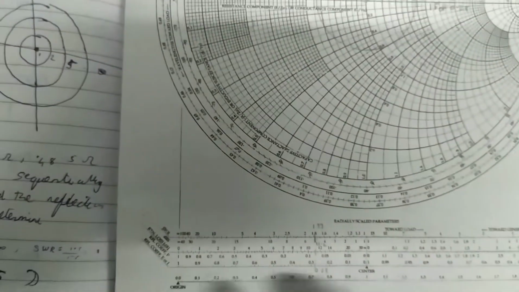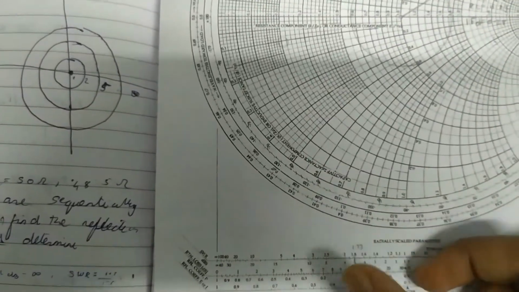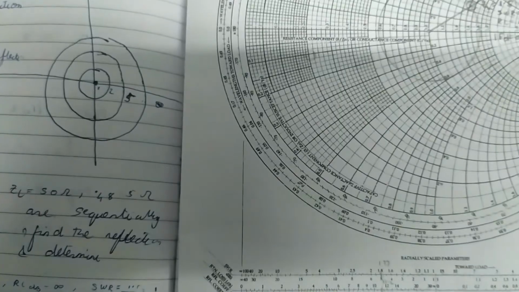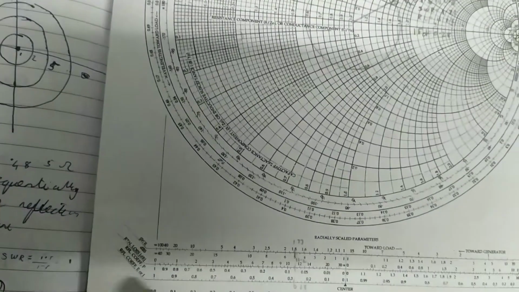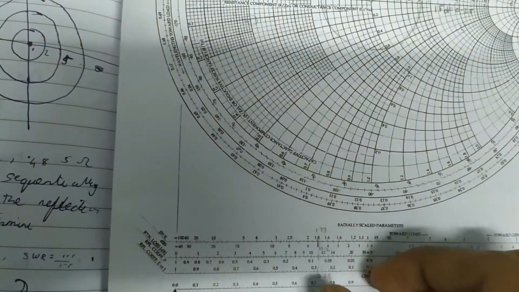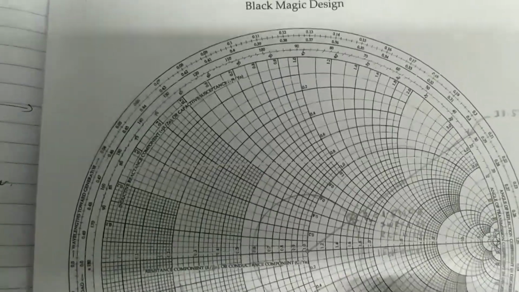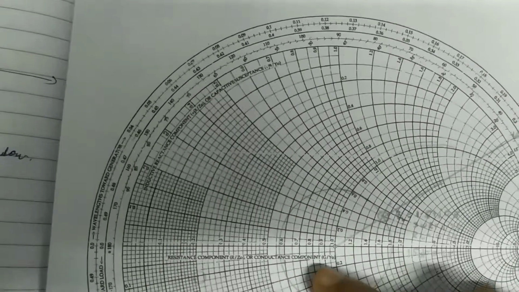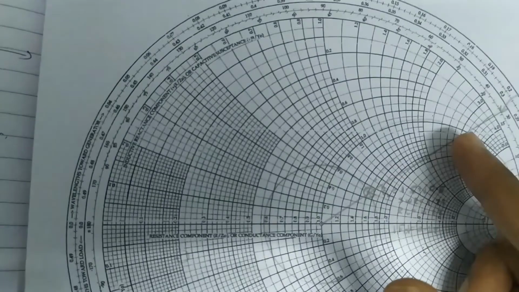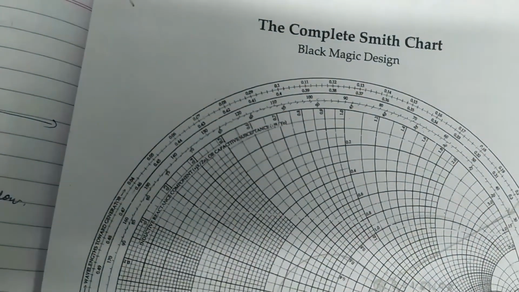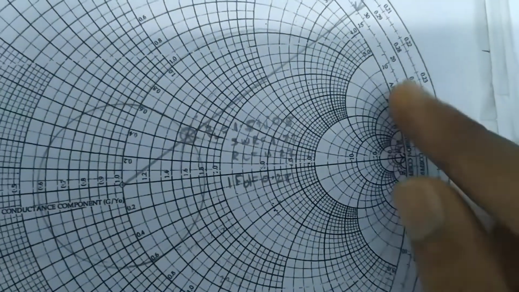Similarly, to find the return loss, cut with the same value the return loss scale and see the value. To find the magnitude of the reflection coefficient, the scale is over here, cut it and find the magnitude of the reflection coefficient. To find the angle of the reflection coefficient, draw a straight line from the center passing through the ZL and read the value of angle on the outermost scale, angle of the reflection coefficient in degrees.